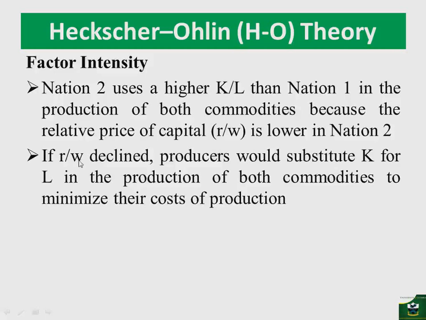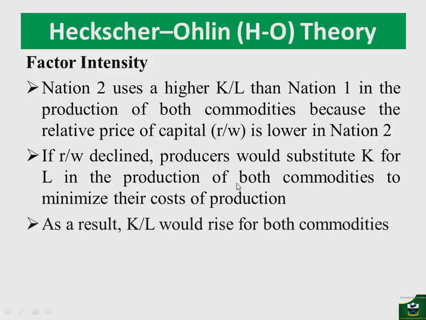The other way is to reduce the denominator. Now, if the denominator is reduced, meaning wage is being reduced, labor will be more attractive and therefore more labor will be substituted for capital. So if the R over W, or the rental price of capital to wage ratio, declined, then producers definitely would substitute capital for labor in production of both commodities, and this will help them minimize the cost of production.